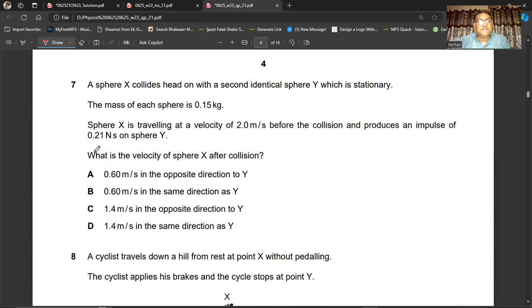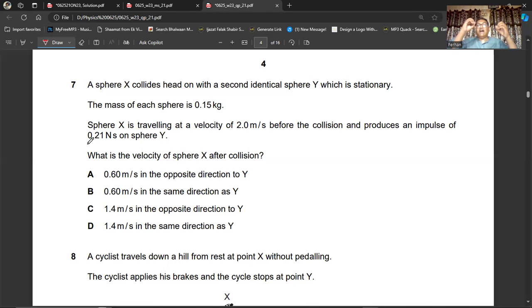Question number 7. So we are solving IGCSE physics, the October/November 2023 paper, paper 2-1. This is extended physics, and we are now going to attempt question number 7, which is an MCQ question. A sphere X collides head-on with a second identical sphere Y, which is stationary. The mass of each sphere is 0.15 kg.